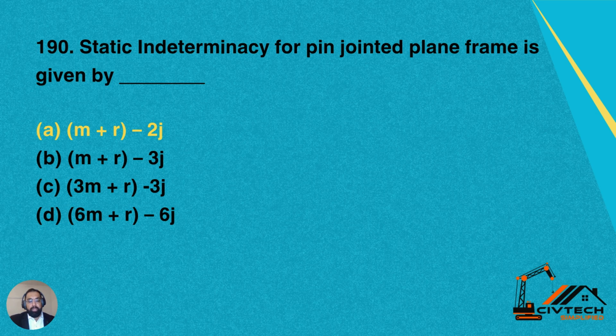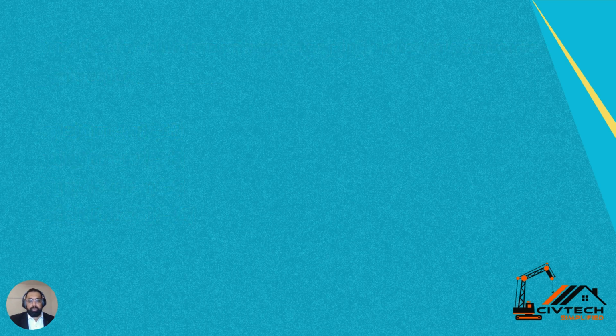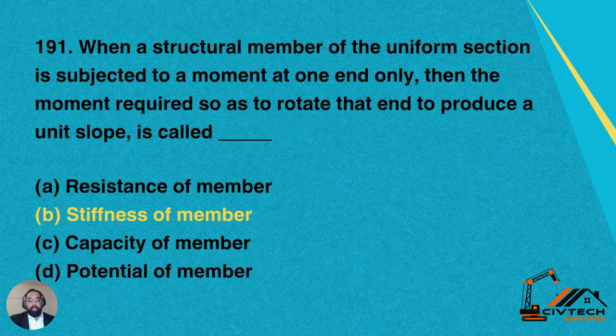Question 190. Static indeterminacy for a pin jointed plane frame is given by: option A, m plus r minus 2j; option B, m plus r minus 3j; option C, 3m plus r minus 3j; and option D, 6m plus r minus 6j. So static indeterminacy for a pin jointed frame is given by option A, which is m plus r minus 2j.